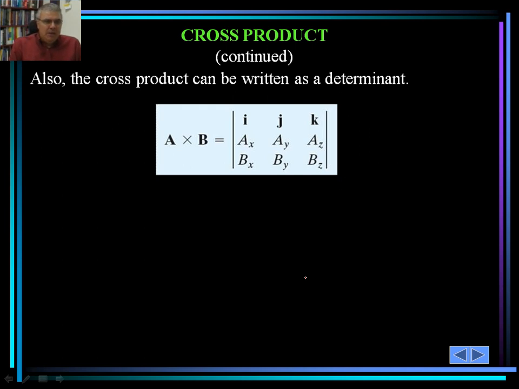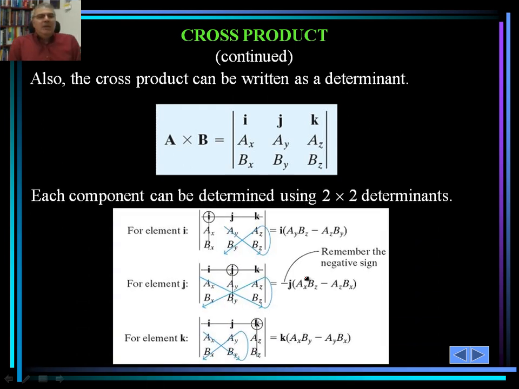Also, the cross product could be written as a determinant of the matrix IJK. It's a 3 by 3 matrix. First line, IJK. Second line, A sub x, A sub y, A sub z. The third line, B sub x, B sub y, B sub z. And we take the determinant of this matrix, and that would give us A cross B. Do you remember how to do the determinant of such a matrix?